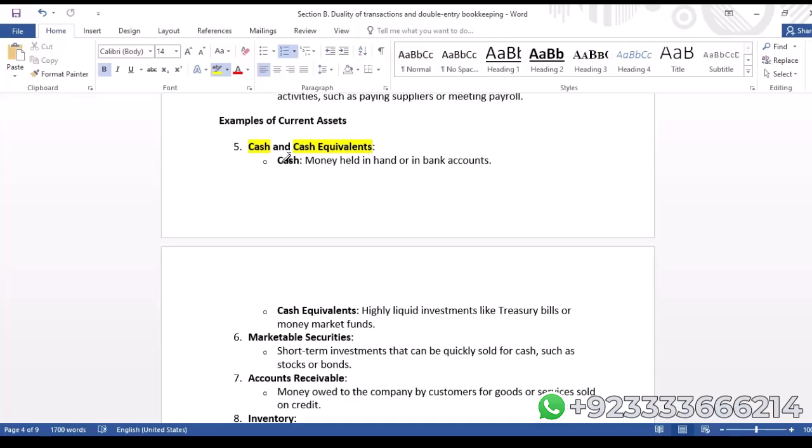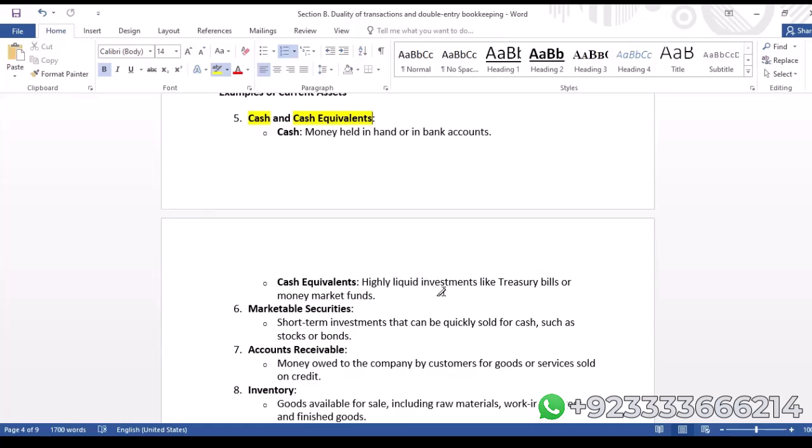Now, what is cash equivalent? Cash equivalent is a highly liquid investment that is revolving in the market. So, what can it be? It can be a treasury bill or a money market fund. You can consider cash equivalent as anything that has the equally liquid nature as cash, which means it can be given into the market to someone else who will consider it as equal to cash.